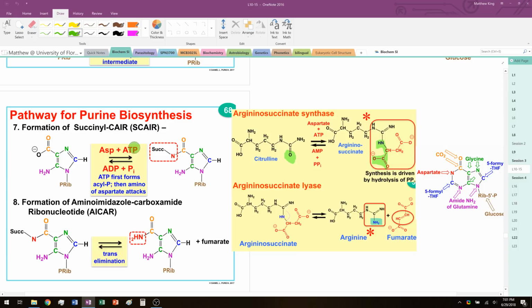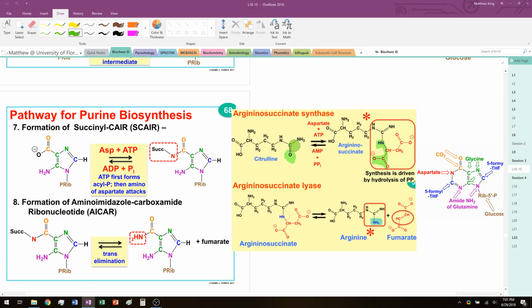Notice we are actually doing the same thing over here in our purine biosynthesis. So we're going to add aspartate and ATP. But what does this do? Because he just abbreviates this as succinate right here, SUCC. So we have to see what exactly is happening.